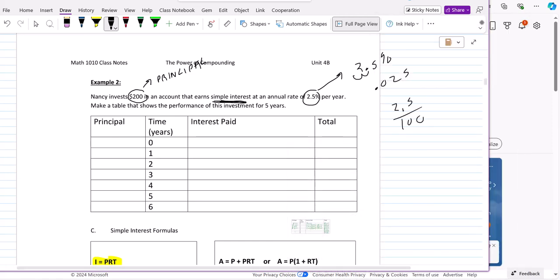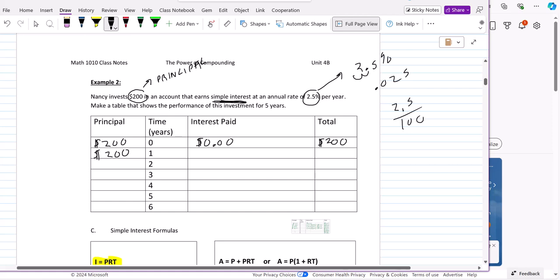So anyway, here's what we want to write down. First of all, we're going to start with $200, and this is at the very beginning. At the very beginning, there is no interest being charged, so you're going to have a total of $200. Now, at the end of a year, we're going to figure out the principal. And this principal is always going to stay the same.